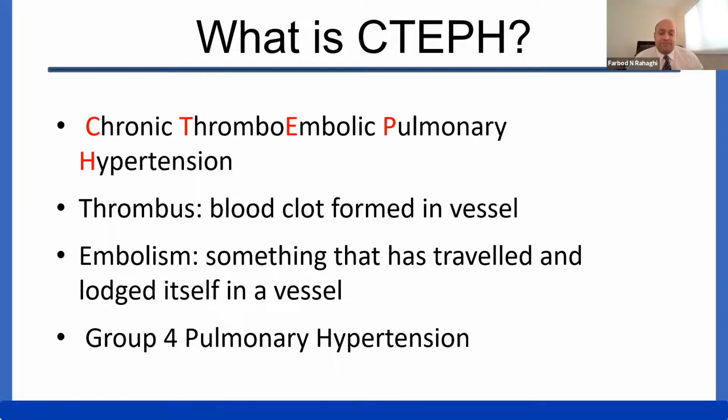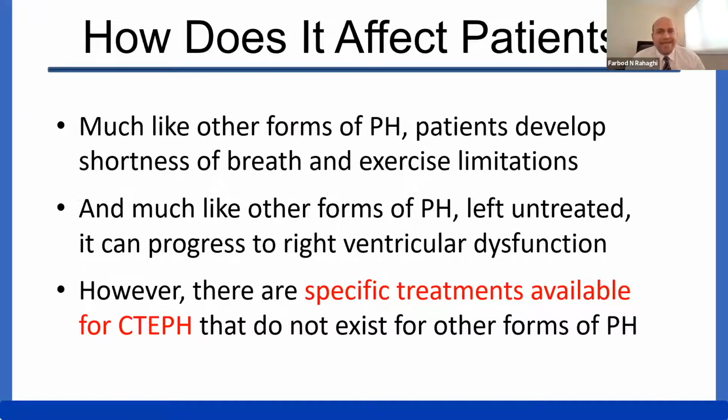And then pulmonary hypertension, which is something that most of the listeners here are familiar with, is categorized into 5 groups, and CTEPH is considered group 4 pulmonary hypertension. It affects patients much in the same way as other forms of PH do, in that patients develop shortness of breath and exercise limitations. Sometimes it starts with some mild shortness of breath, but then it progresses further and further. And much like other forms of pulmonary hypertension, if you don't treat it, it can progress to right ventricular dysfunction.